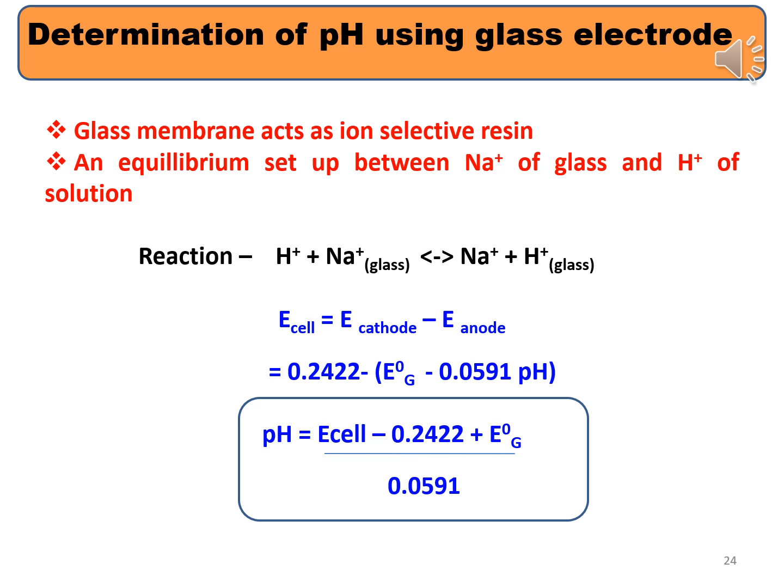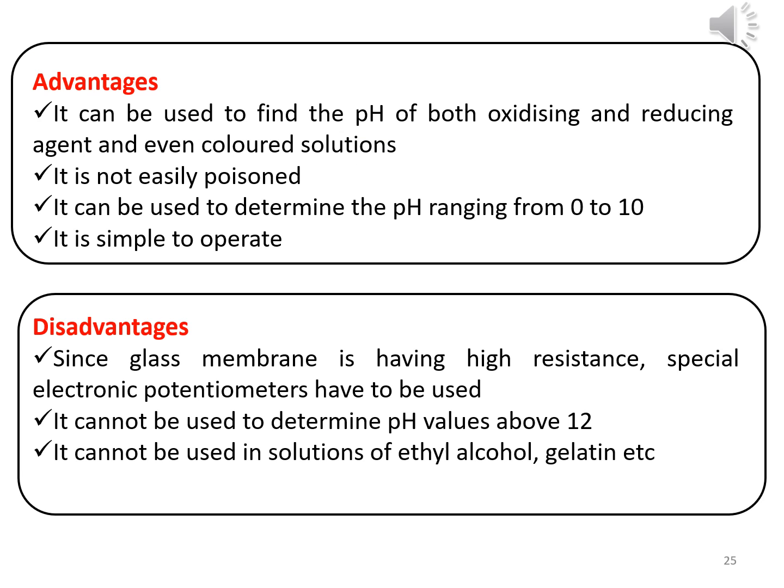Some of the advantages of the glass electrode are: it can be used to find the pH of both oxidizing and reducing agents, and even colored solutions can be used. The apparatus is not easily poisoned, and it can be used to determine the pH of solutions up to 10. Also, the apparatus is very simple to operate.